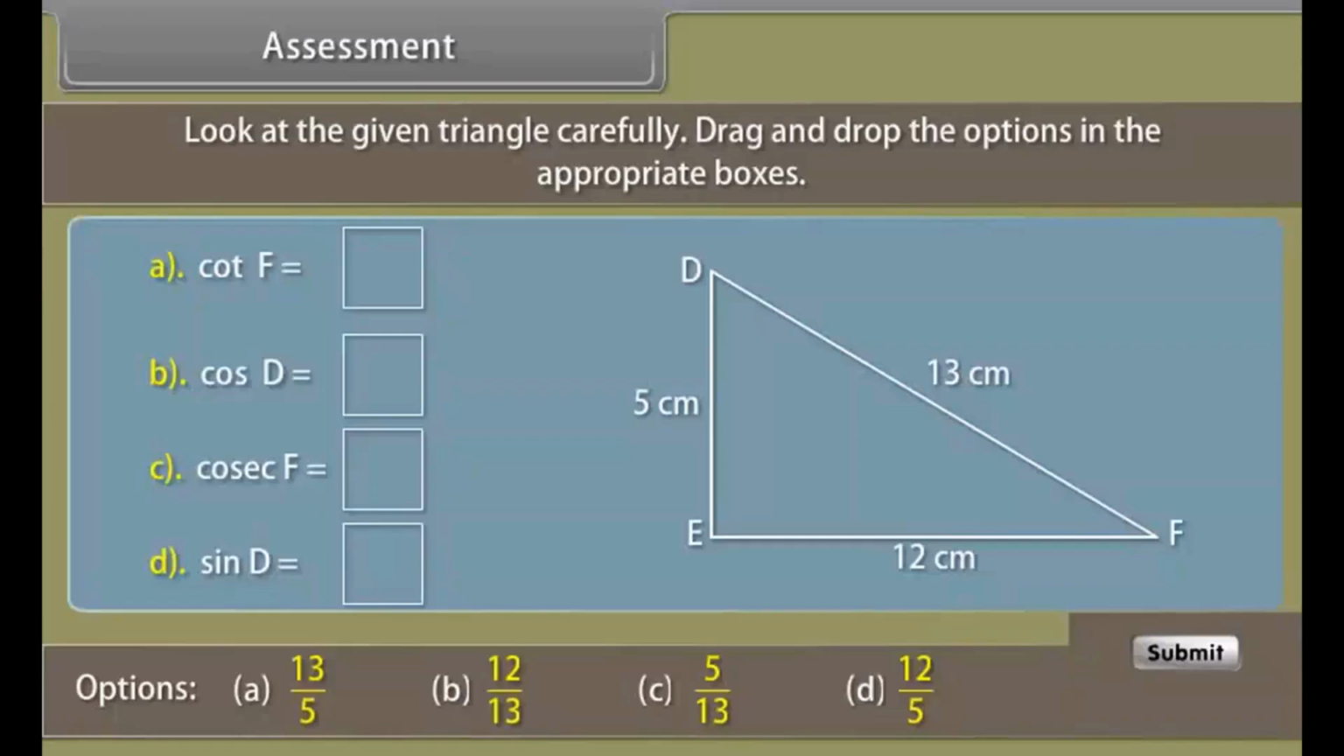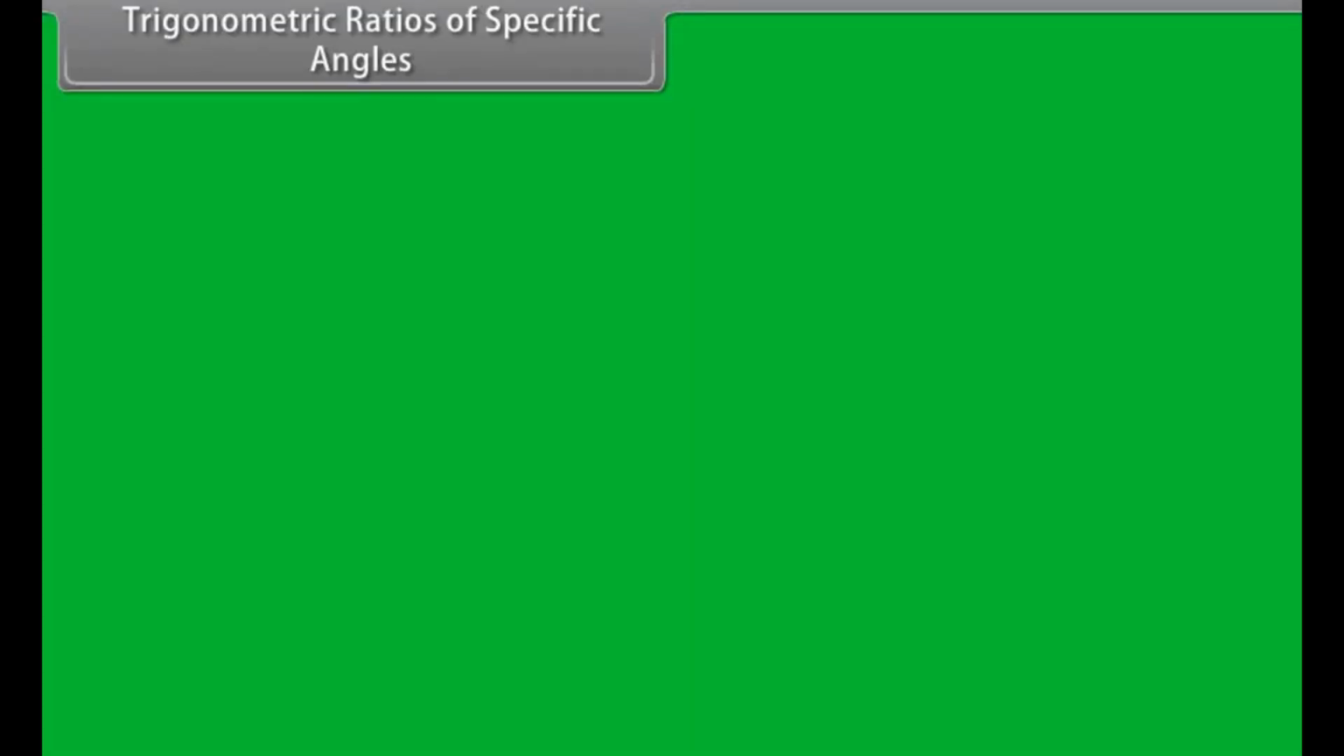Assessment. Look at the given triangle carefully. Drag and drop the options in the appropriate boxes. Trigonometric ratios of specific angles.